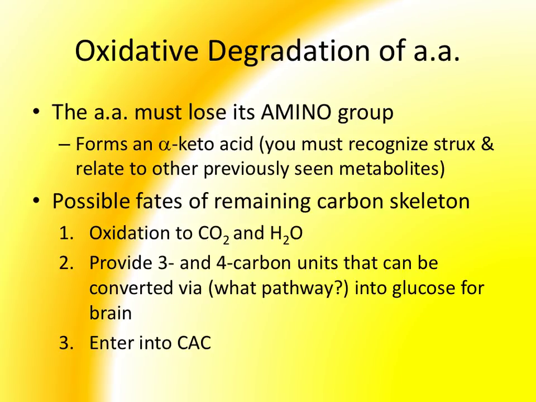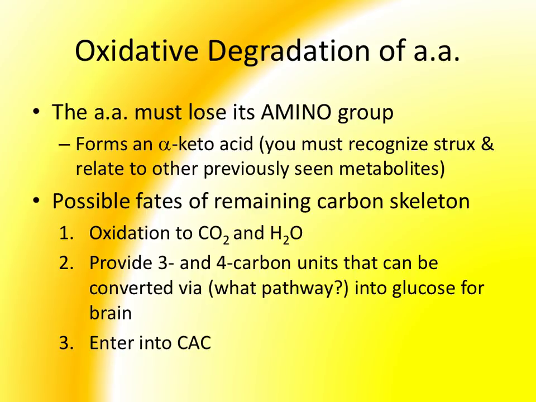First off, the amino acid has to lose the amino group. We've actually seen this before because we're going to form what's called an alpha keto acid. We've talked about three alpha keto acids so far. What was one of the alpha keto acid and amino acid partners that we've done? Alanine is a partner, because alanine is an amino acid and it makes an alpha keto acid.